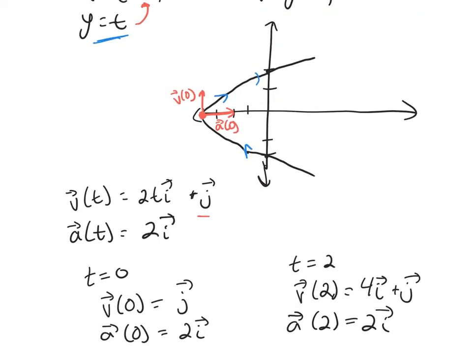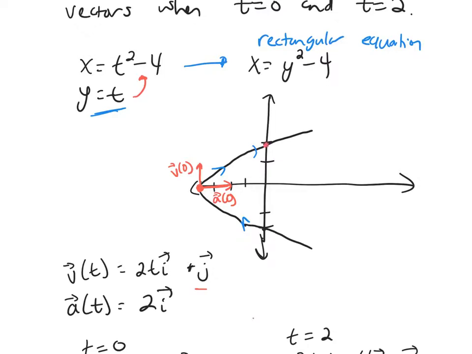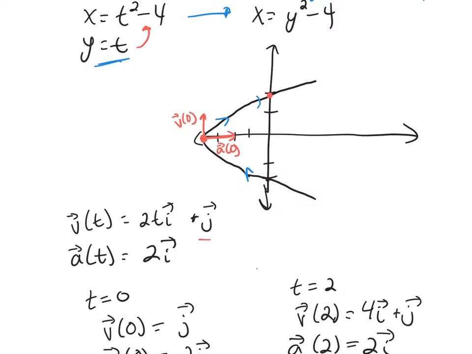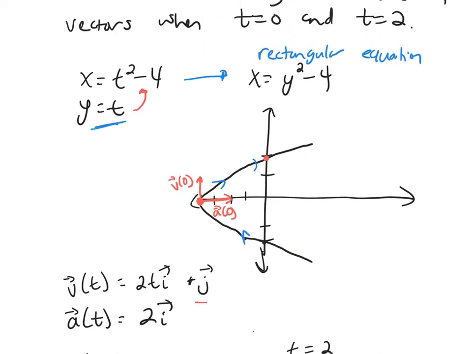When t is 2, you're at this point right here. When t is 2, the velocity is 4i plus j, so it's moving right there. There's my velocity, this would be v of 2. But the acceleration is the same. It's still going to be 2i, the acceleration at 2.